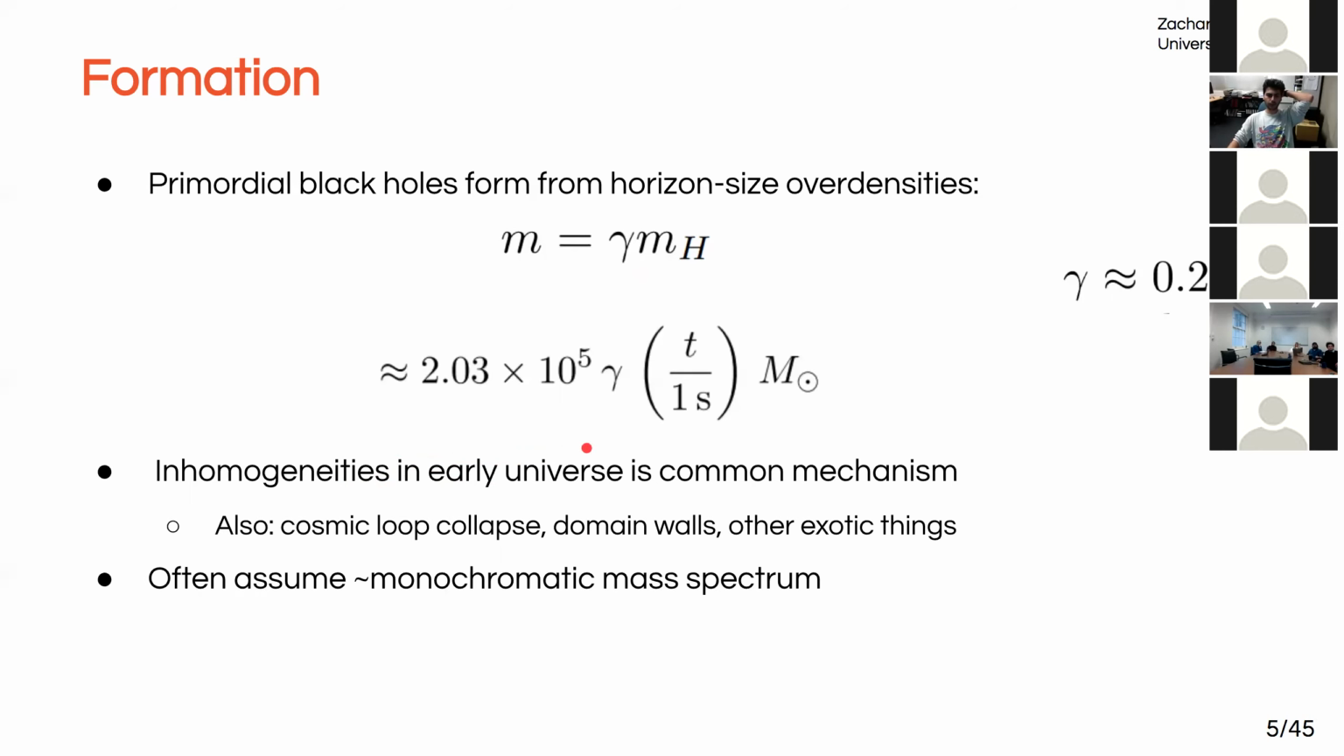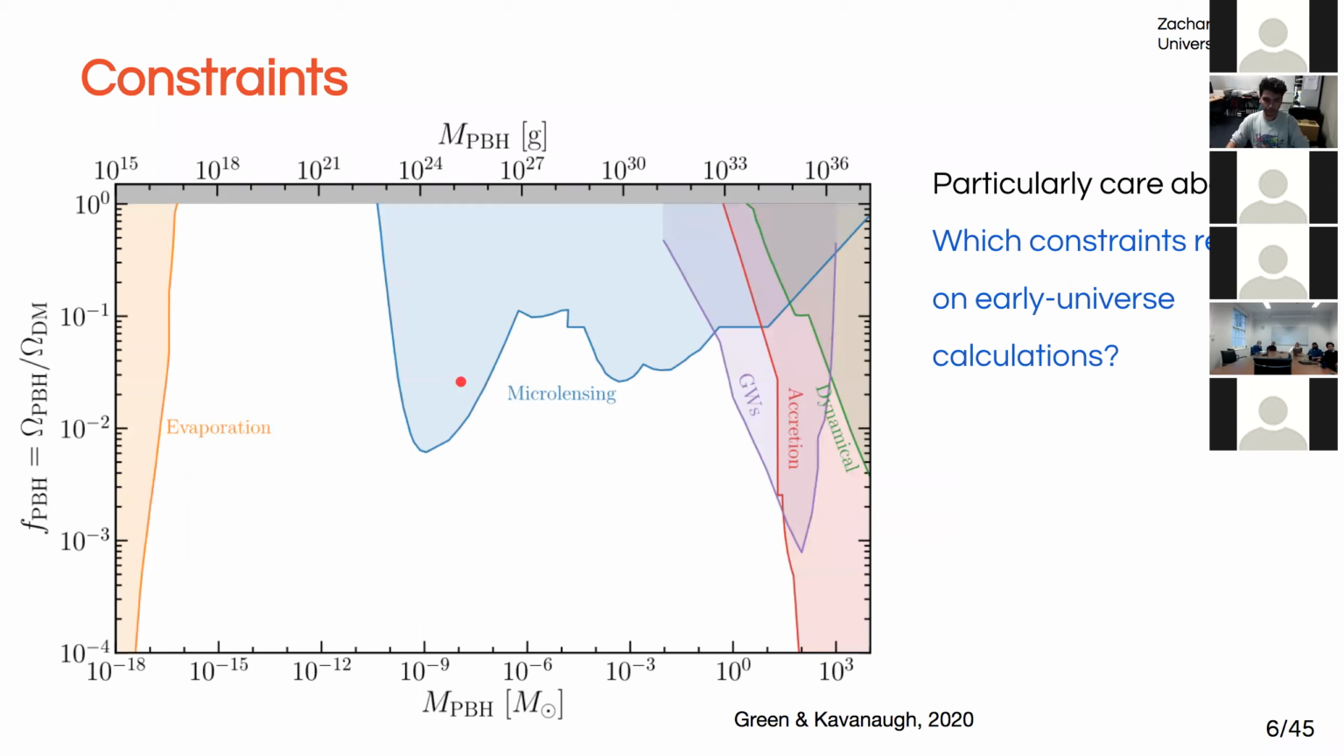In general, we often assume that you end up with a monochromatic mass spectrum. So all the black holes are considered to be the same mass, or a very narrow mass spectrum around that. I'll borrow heavily from two sources: Green and Kavanaugh's black hole review, and also Bernard Carr's recent black hole review, as we go through the constraints on whether these black holes can actually be dark matter. Luckily, as opposed to other dark matter candidates, the only real thing we have to worry about is the mass. So we get to use the second axis to keep track of the fraction of dark matter that's in primordial black holes, which is something you don't get to think about with other candidates.